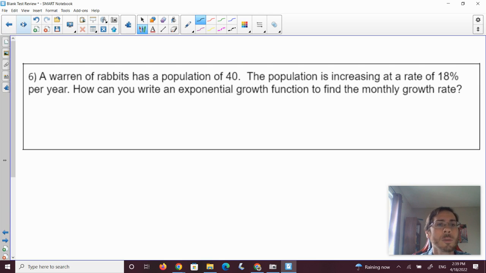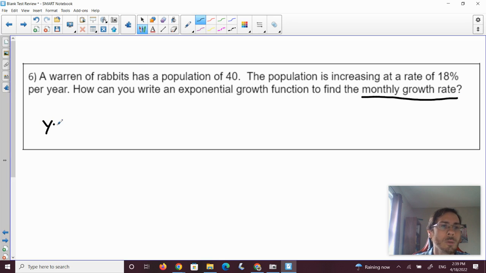All right. For number 6, we have a warren of rabbits with a population of only 40 rabbits, but the population is increasing at a rate of 18% per year. How can we write an exponential growth function to find the monthly growth rate? All right. So here we need to find the monthly growth rate.